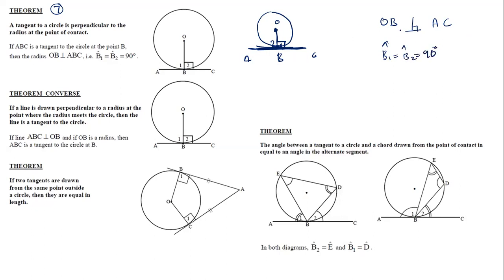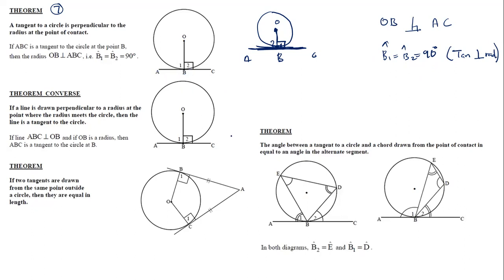Because it's perpendicular, we know it's 90 when things are perpendicular. But then, what's the reason? Why do we say B1 is equal to 90 degrees or B2 is equal to 90 degrees? This is the reason that we use: tangent is perpendicular to radius. This is the reason we always use when giving this statement. That's why we say angle B1 is equal to 90 degrees. Simple, just like that.